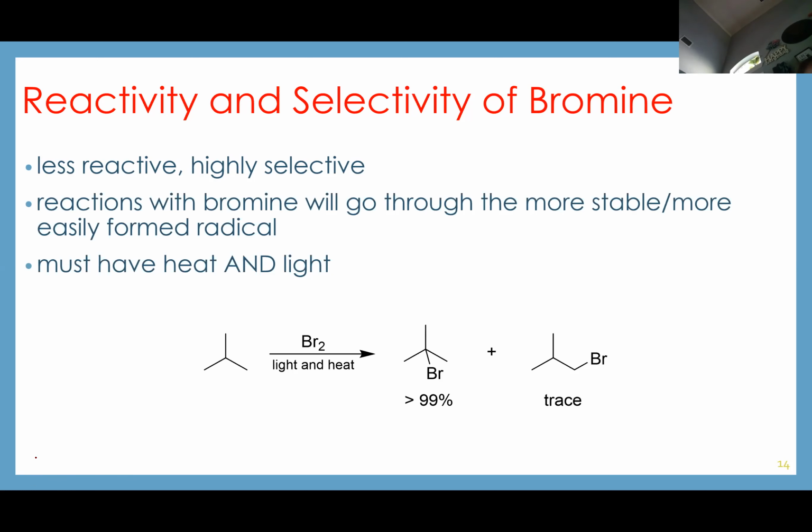So if you compare this reaction to the one on the previous page, when we did this with chlorine, we ended up with mostly this, some of this, and then a whole bunch of polychlorinated products. With bromine, you add in light and heat, and you're going to get the majority of this product and a trace amount of the product on the primary carbon. And you're not really going to see polyhalogenations with bromine.